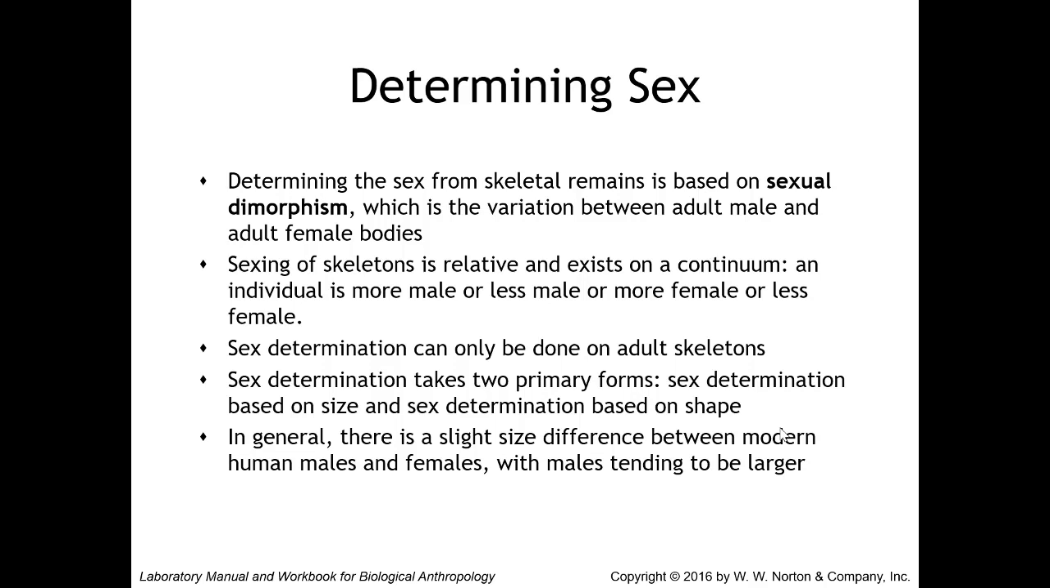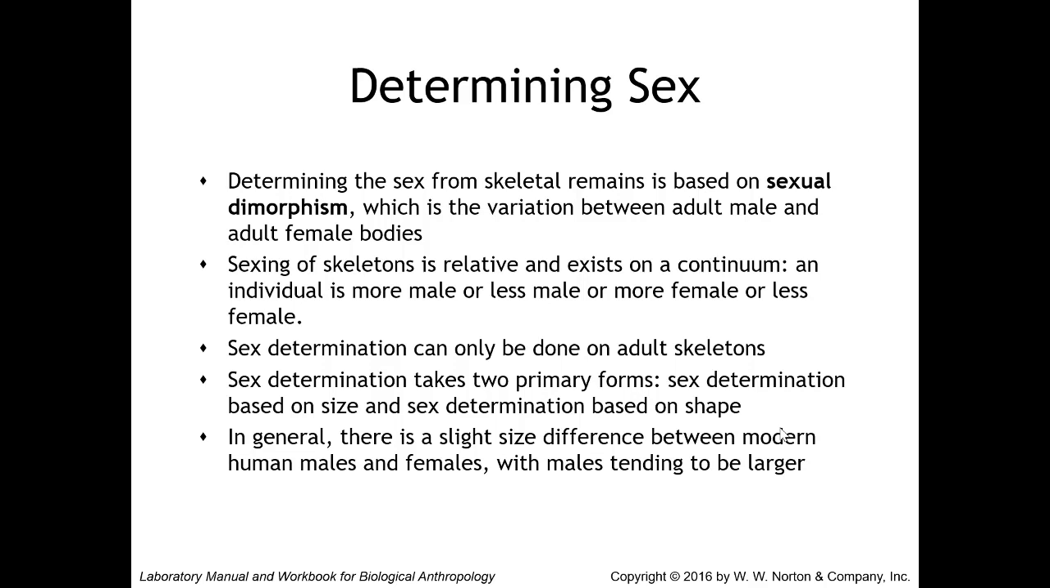Again, we can only do this on our adult skeletons. Prior to this age, the skeleton is still growing and developing, and many of the biologically based sex differences, which develop later in puberty due to hormones, are not yet present or are difficult to determine in our juvenile skeletons. So sexing typically relies on the two skeletal areas with the clearest sex-based differences, the cranium and the pelvis. We're going to be looking at the cranium and the pelvis to help us determine if it's female or male. Sex determination takes two primary forms: based on size, and based on shape.